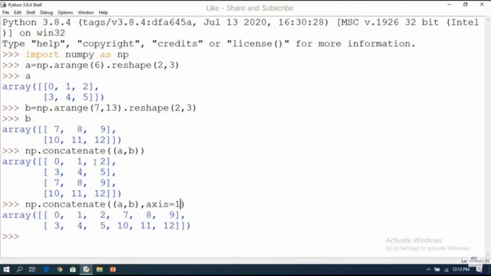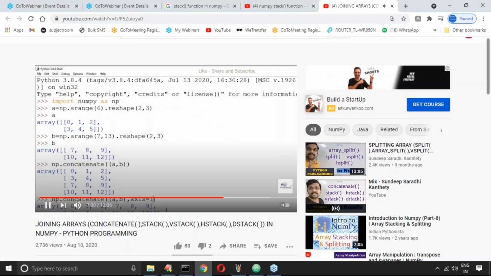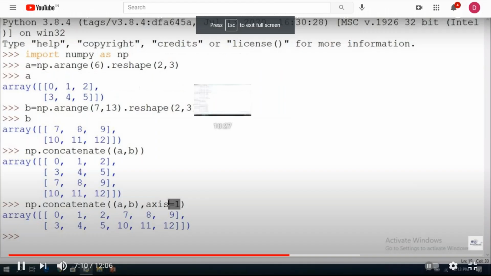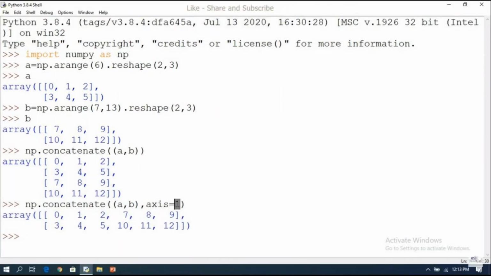So 0, 1, 2, and the first row in the second array is 7, 8, 9. So 0, 1, 2, 7, 8, 9 will be. Sir, have you observed? And similarly, the second row, 3, 4, 5 will be placed here, and from the second array 10, 11, 12 will be concatenated. So if axis is equal to 1, whatever the function we are using, that implies the concatenation or joining is based upon the rows. Okay, and if it is 0, based upon the columns. So by default it will be 0.